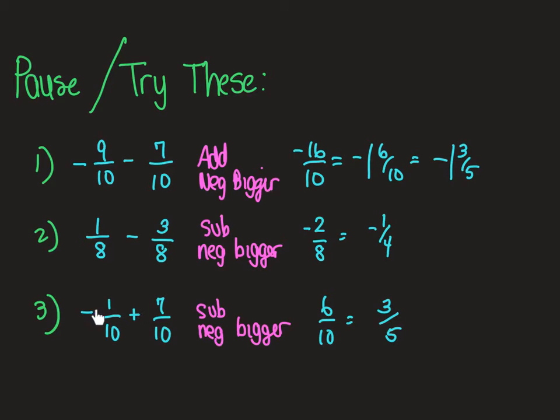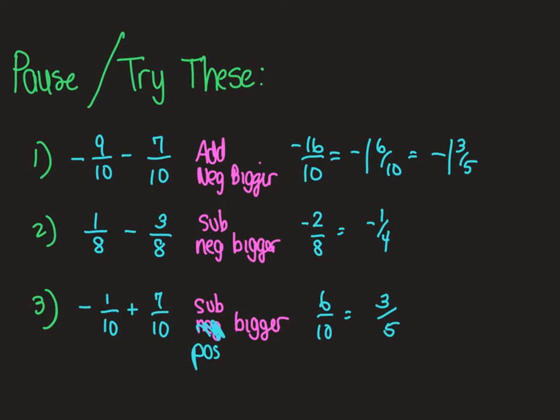I see 1 negative, so I subtract. 7 is bigger. Oh, shoot, I put negatives bigger. Positive stuff is bigger. I did have the right answer, but I had that the positive, it was wrong. Okay, so I'm going to subtract the 7 and the 1 to get a 6. The positive stuff is bigger, so it's positive 6/10. Simplify to 3/5.